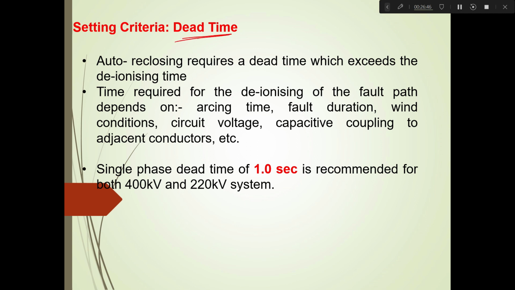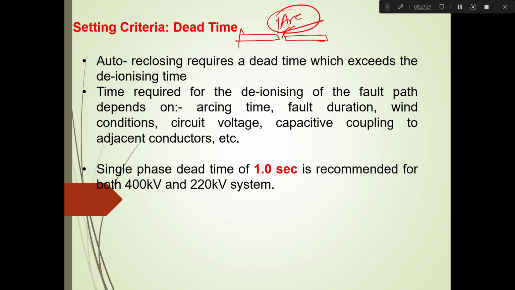Now again, that particular time during which your breaker pole is open is called dead time. So after the elapse of this dead time only, we can give the closing command. So auto-reclosing requires a dead time which exceeds the deionizing time. Deionizing is basically this: whenever we give the opening command to our circuit breaker poles, your moving contact separates from the fixed contact. So suppose these are the fixed contacts and this is the moving contact. This moving contact separates from the fixed contacts, and once this contact separates, there will be some arc here.